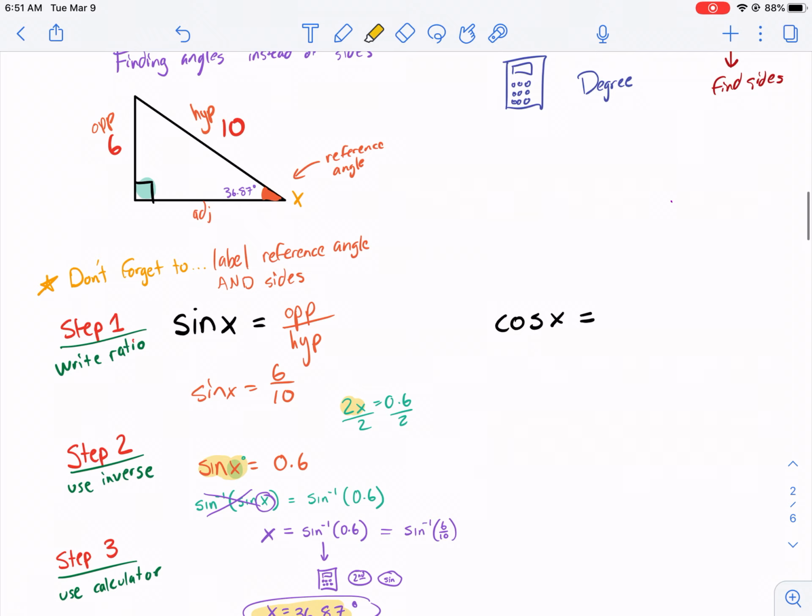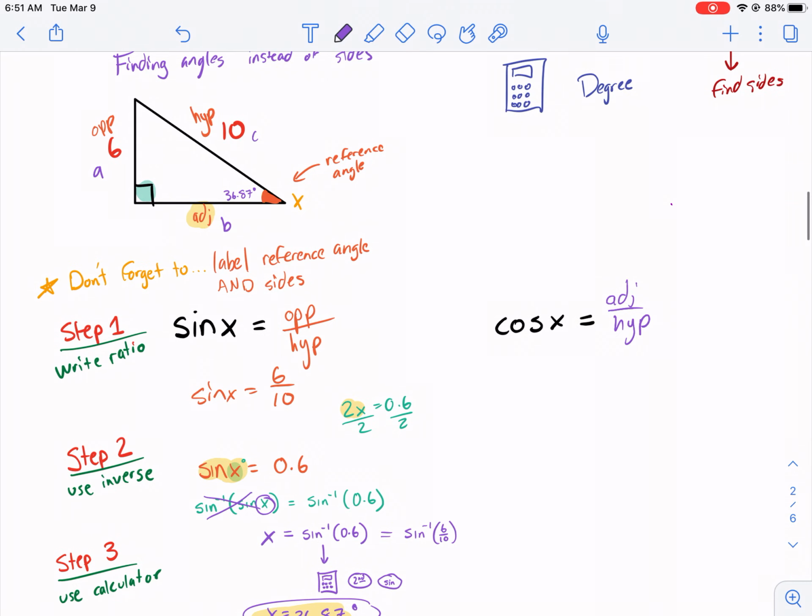Now, technically, we can also use cosine of x. Well, how do we use cosine of x when we don't have that side, the adjacent side? Because keep in mind, cosine is adjacent over hypotenuse. Well, we would need to first find this. So we could use the Pythagorean theorem to find that side. Here's C. We could call the other sides A and B. A squared plus B squared equals C squared. And we would find that the adjacent side is 8. This is a 3, 4, 5 reference triangle. So the adjacent side would be 8.